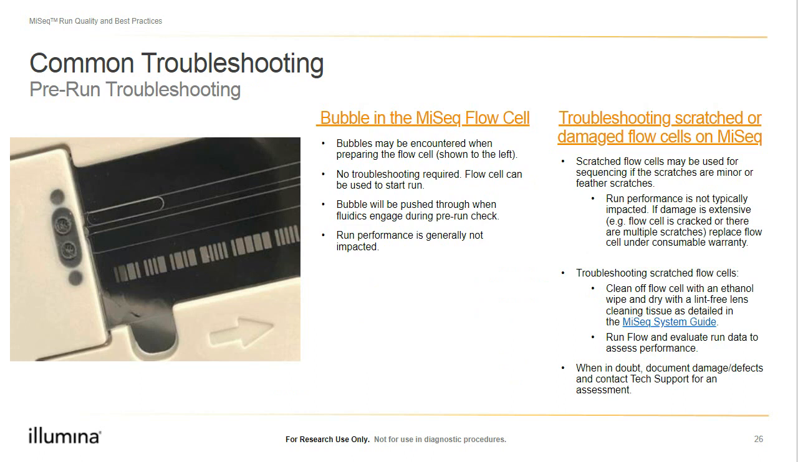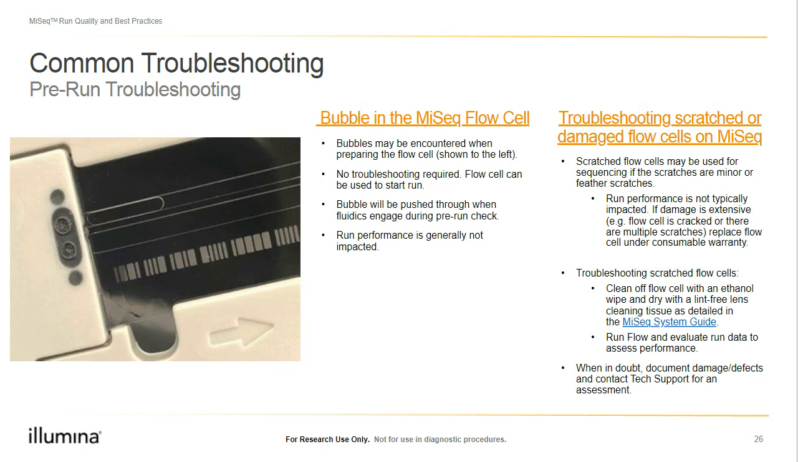Let's start by discussing something which is not necessarily uncommon in MiSeq flow cells, which are bubbles inside the flow cell or small scratches on the flow cell surface. Bubbles may be encountered when preparing the flow cell, either when removing it or introduced during cleaning. No troubleshooting is required, and the flow cell can be used for the run. Bubbles will be pushed through as fluidics engage during the pre-run checks, and the bubbles generally have no impact on run performance. They won't cause any damage to the oligo lawn.